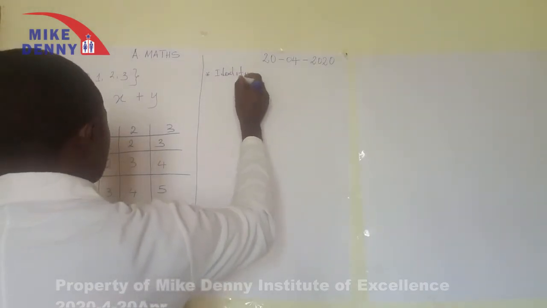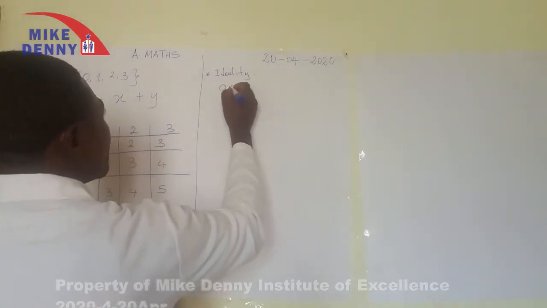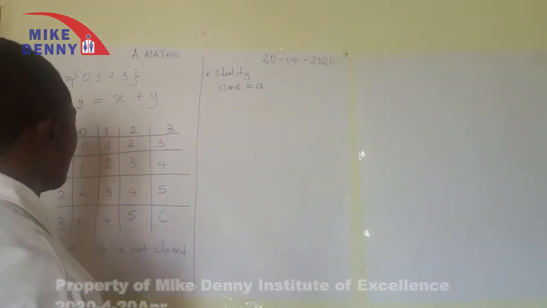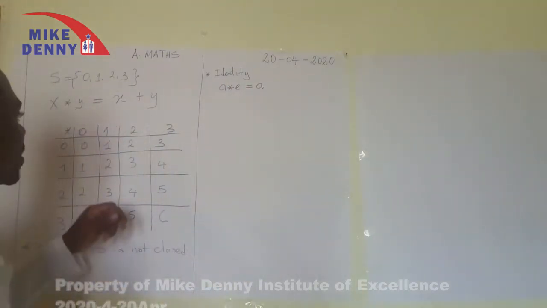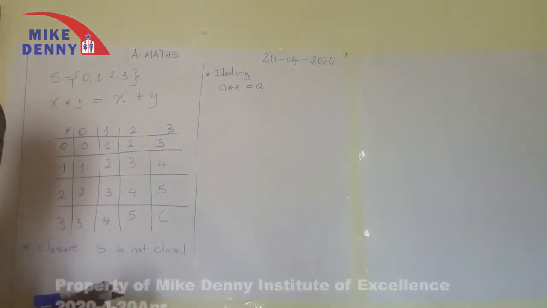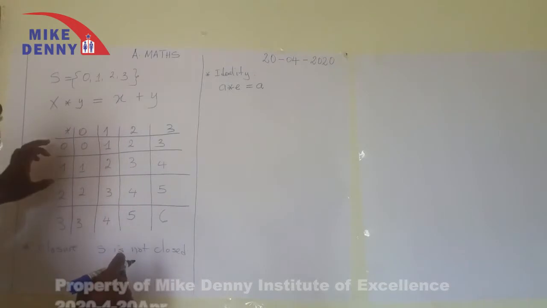Identity, where we say if you take an element and you operate it with an identity element, the result must give the element itself. Okay? Now, since I have strange elements here, it will be very difficult for me to have identity at a certain point. Now look at it. If I take any element and operate the identity, I have the element itself.